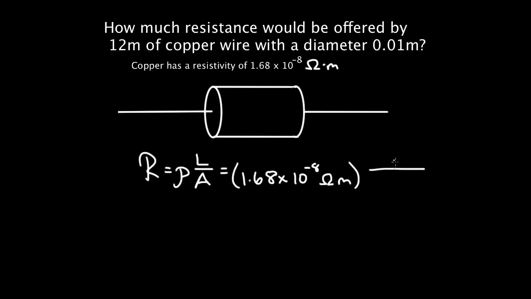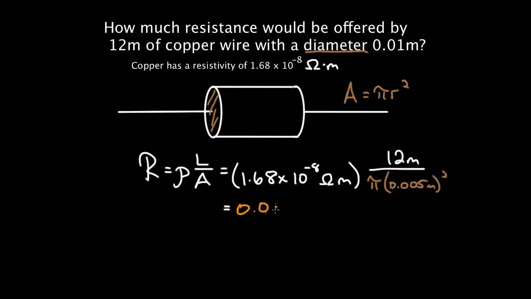So the length of this wire is 12 meters, and the diameter is 0.01. What do we do with that? Well, we need the area. Remember the cross-sectional area, and the area of a circle is pi r squared. So the area down here is going to be pi times not 0.01 squared, that's the diameter. We need the radius, we need to take half of this, so 0.005 meters squared. And if you calculate all this, you get a resistance of 0.0026 ohms. Hardly anything, but there is some resistance.